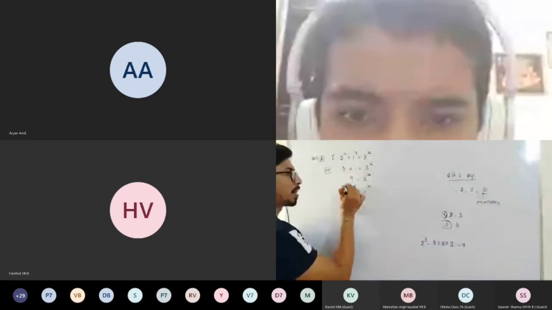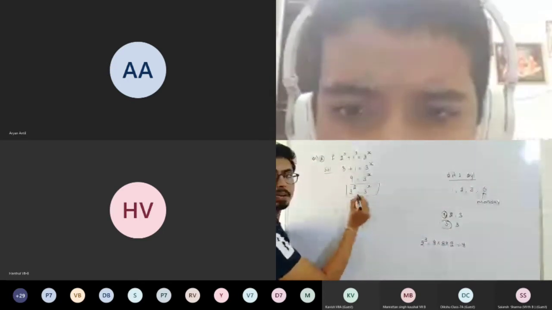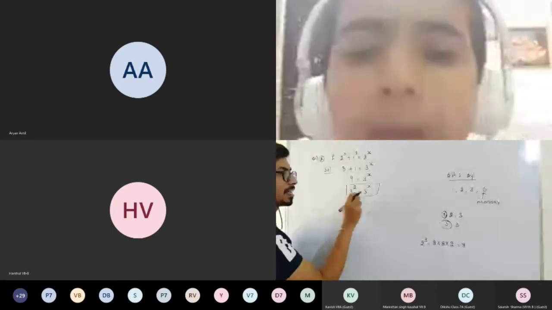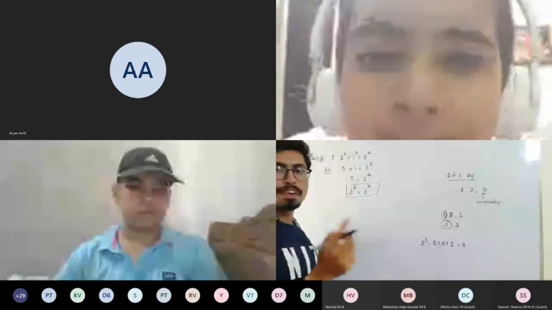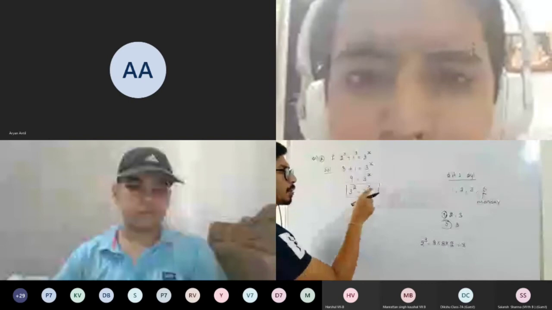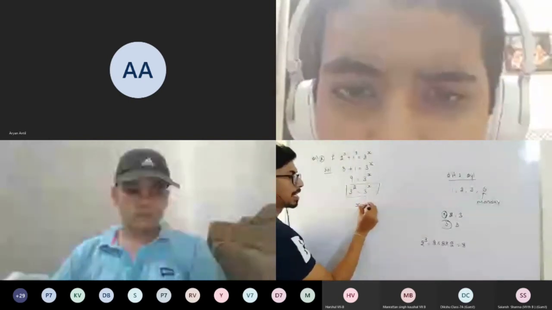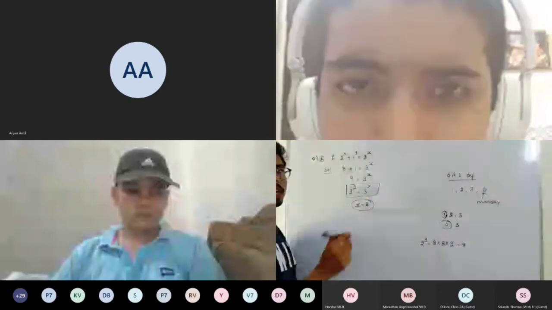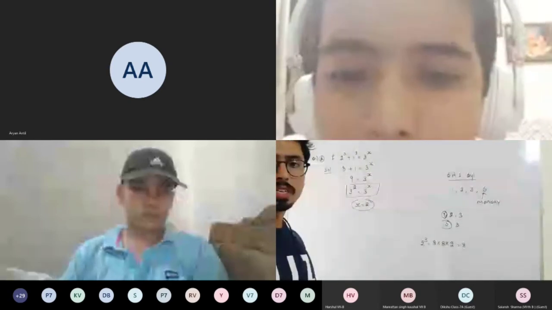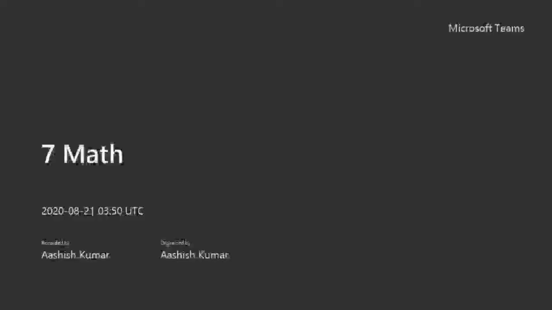See, both of these are equal now, and they have the same bases as well. So the power should be equal. So if I equate the power, x is 2 now. And this is our required answer. Okay, students?